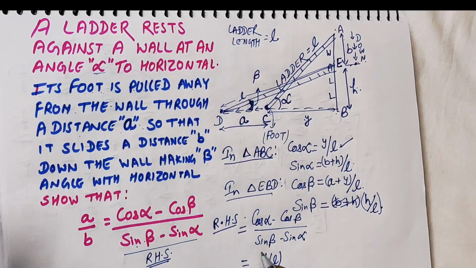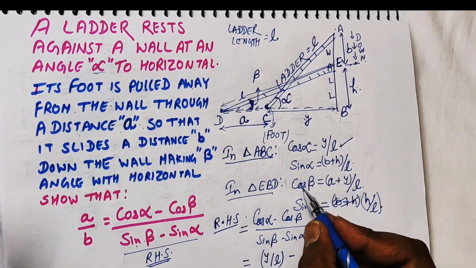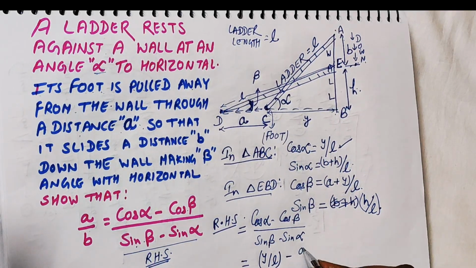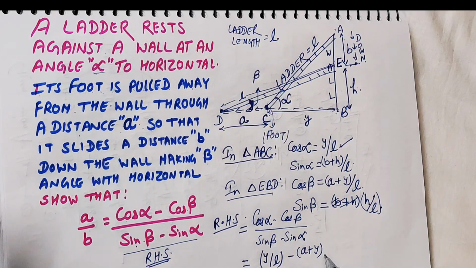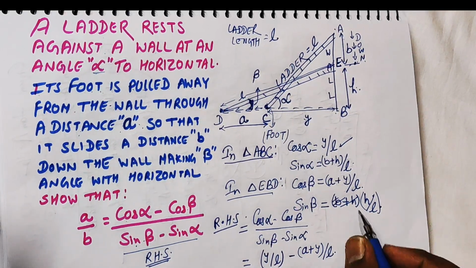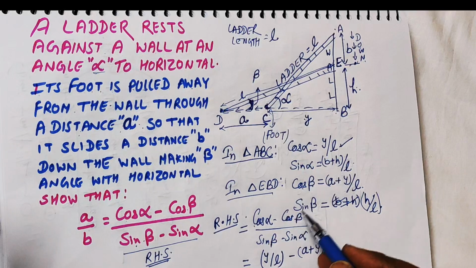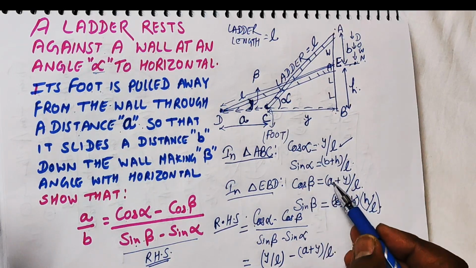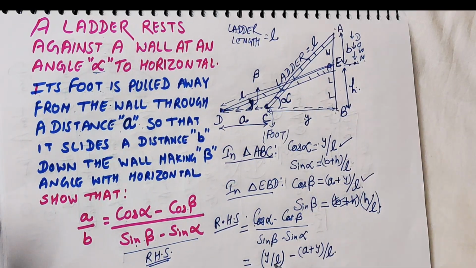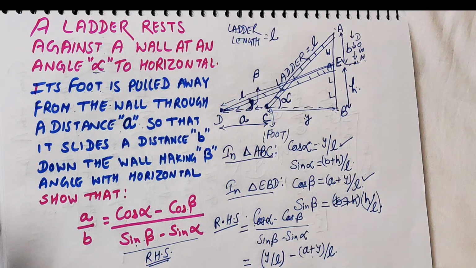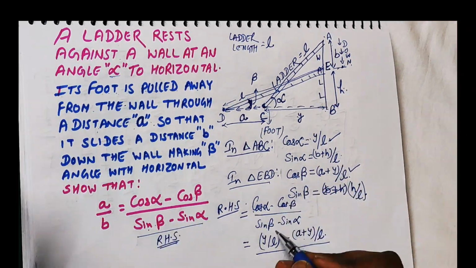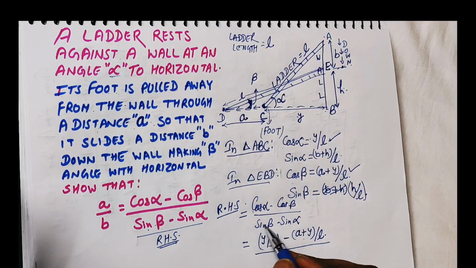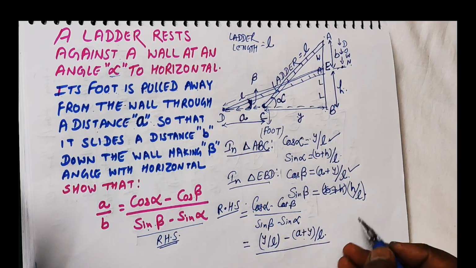So we have already derived all these values. Just put all these values from above. Cos alpha we have put Y by L. Cos beta we put from above, that is A plus Y by L. Here, from here we have taken it, right? So cos alpha and cos beta we have taken into the numerator, and into the denominator we have sin beta and sin alpha.